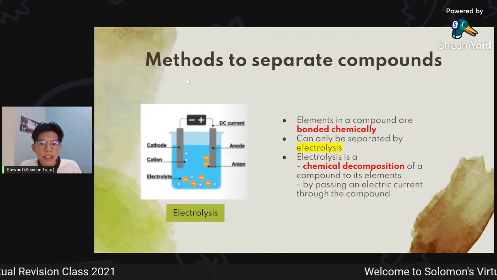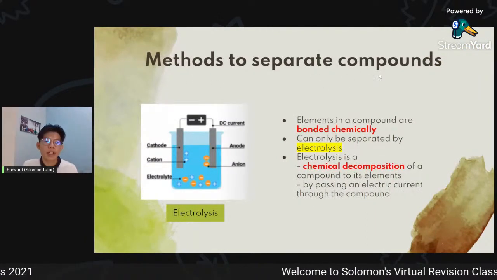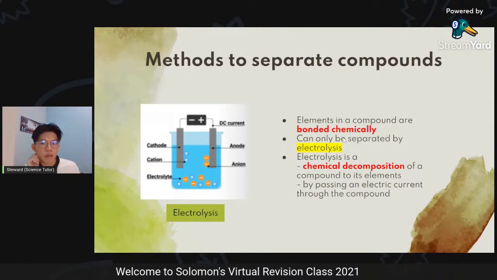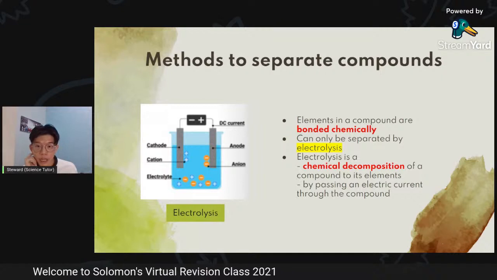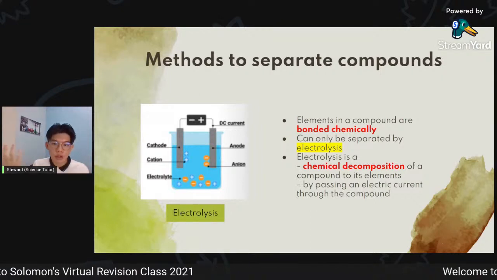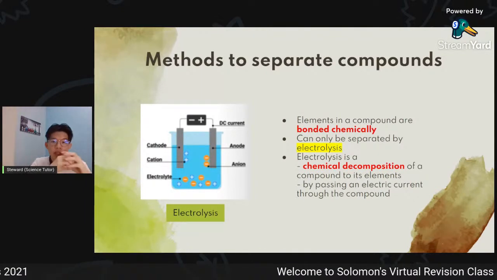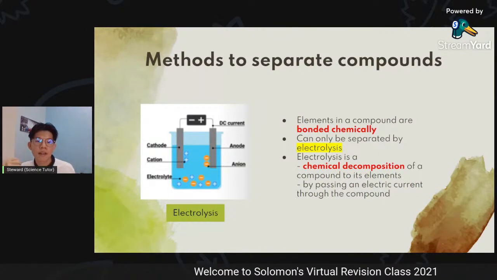All right. So next, you'll see the methods to separate compounds. So just now we have learned what are the characteristics of compounds, and how we combine two elements together to become a compound. So now we will be learning about how to separate the compound, on the other hand.